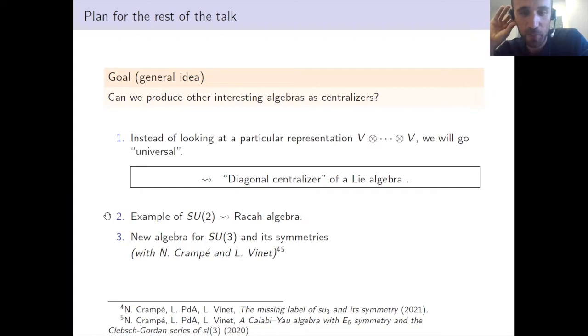We have been enjoying the hospitality of the CRM on a regular basis now for 3-4 years, especially Nicolas, I guess. And then we met Luc, of course, and we had many discussions, and we learned about the Racah algebra a lot, and we got to understand at some point that the Racah algebra was an example of these diagonal centralizers. And it's a very interesting algebra. So of course we got quite interested, and we tried to generalize it to other situations. And after SU(2), of course, you will think of SU(3). And this is what we have done with Nicolas and Luc. And I'm going to describe the algebra that we find in this context. So this is the plan for the rest of the talk.